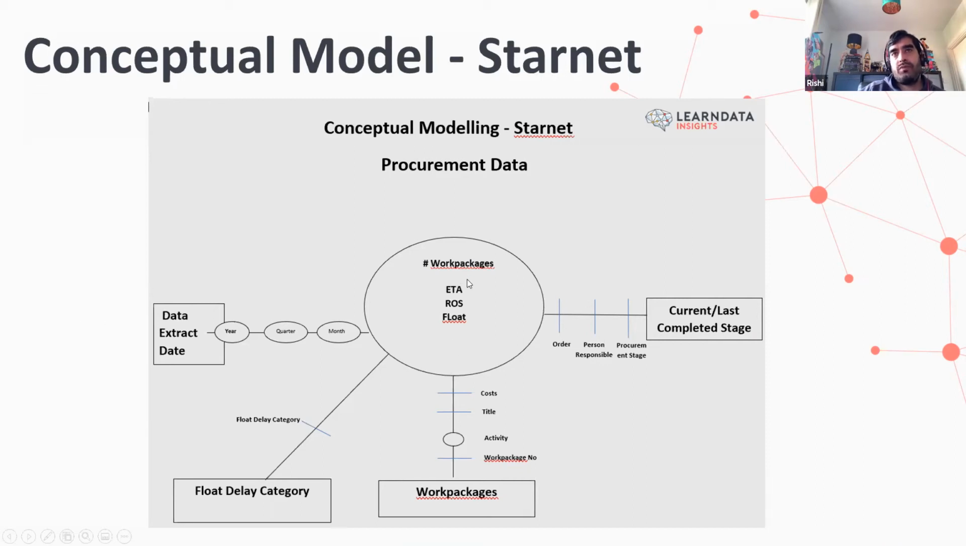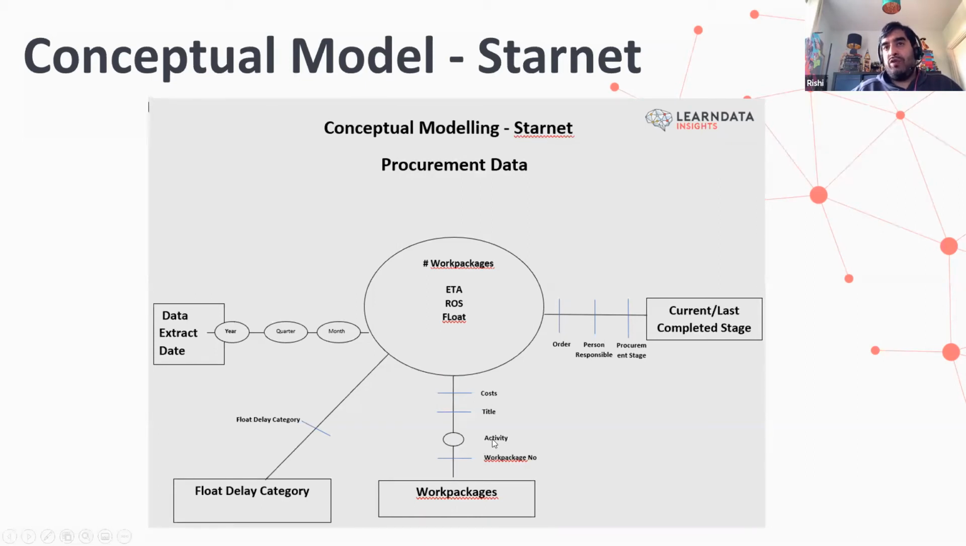So we have a circle, and in the middle of the circle we have our key measures. So we have number of work packages. We have some of the numerical values that we have in there. So we draw a circle and put those in the middle. And then we have the branches coming out of these, which are basically our dimensions. So here we've got work packages, and we're looking at the ETA, the date, the ROS, and the float, which is the difference between those two. And we're looking at it by work packages. So this is one of our dimensions, and we've got in there work package number. We've got activity, and activity here is shown as a circle because that's actually a hierarchy in itself.